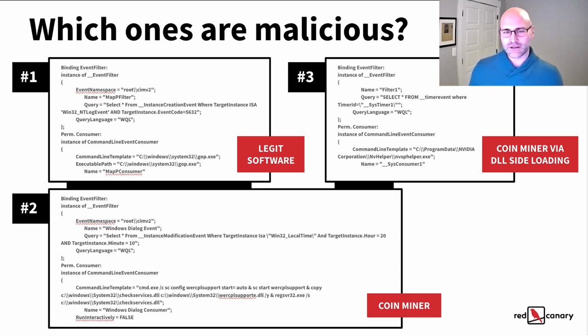The third one is interesting to me because of the executable it's invoking, nvsp-helper.exe. If you look at the metadata of the file on disk, it's signed as an NVIDIA executable. It's a totally legitimate file. But in the same directory, you'll have a malicious DLL that it's invoking via DLL sideloading.